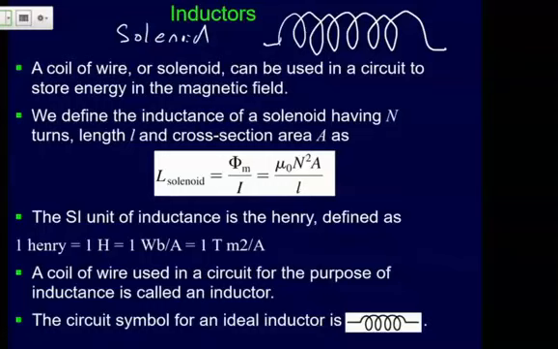And so we define the inductance of a solenoid with this letter L. The definition is just the magnetic flux, which we know a lot about, divided by the current. The unit for an inductor is the Henry. So here's 1 Henry. And a coil of wire, again, is used in a circuit as an inductor. You can use this, as we'll see, for different reasons. And the circuit symbol for this is usually just a little curly-Q thing like here.